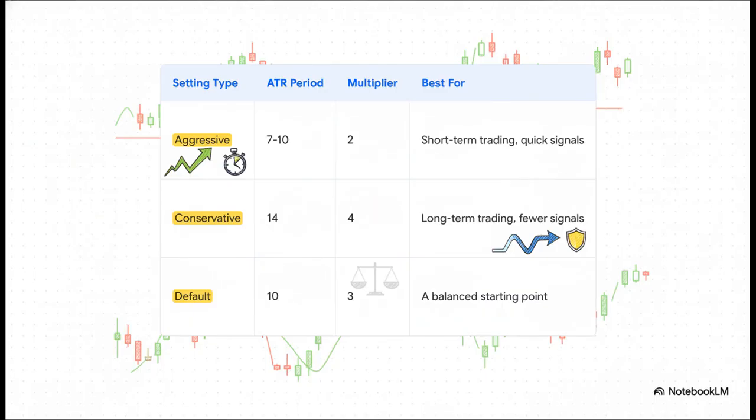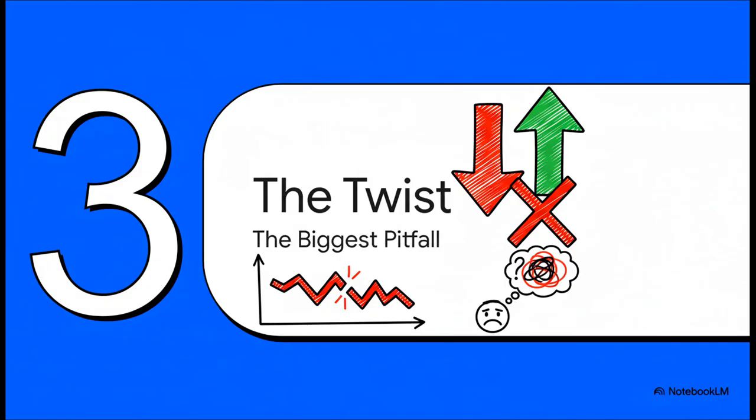And this is where it gets really interesting because you can actually tweak these settings to fit your style of trading. If you're a short-term trader, you might want more aggressive settings, a smaller ATR period and a smaller multiplier to get faster signals. But if you're a long-term investor, you'd probably go for more conservative settings to filter out the noise and get fewer but maybe more reliable signals. The standard settings, usually 10 for the ATR and 3 for the multiplier, are a really good, balanced place to start.